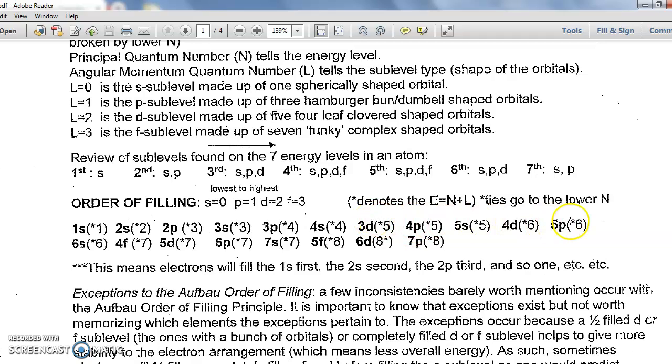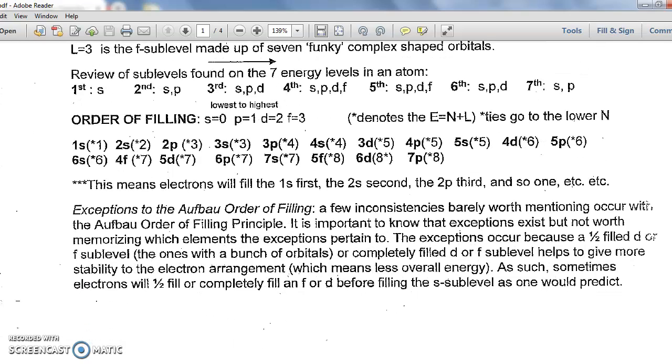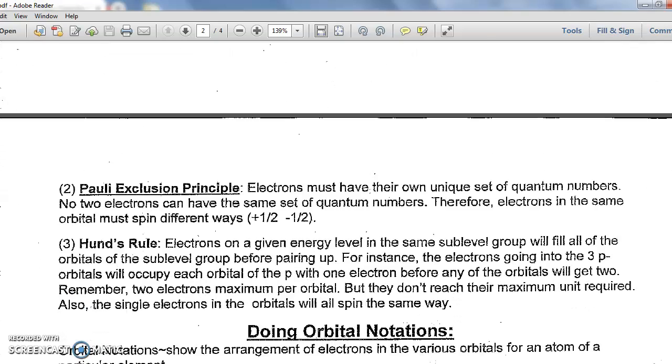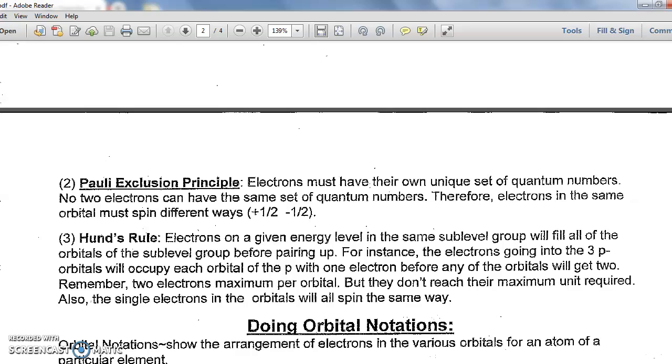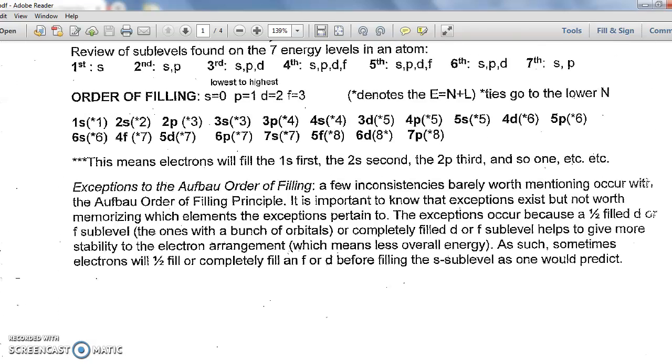breaks the tie. We're going to go on and talk about the other rules that need to be followed, the Pauli exclusion principle and Hund's rule, on our next video.